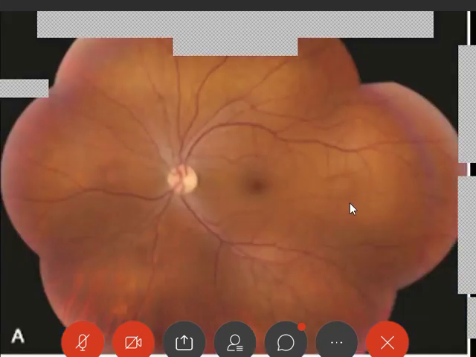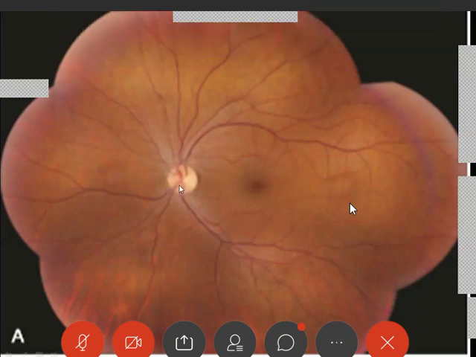So this is the gross anatomy of the retina. This is the fundus picture. The optic disc along with the retina is known as the fundus. We can see the optic disc. The intraocular portion of the optic nerve is known as the optic disc, otherwise known as the optic nerve head. It is pinkish in color, and at the center of the optic disc there is the optic cup.